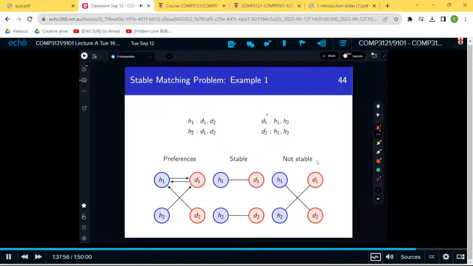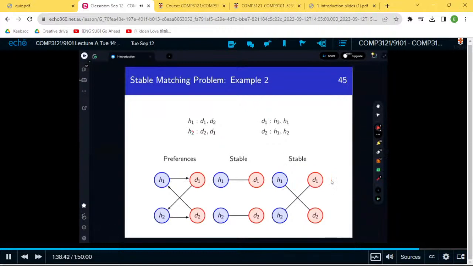The second situation is not stable because we have this pair, H1 and D1, that would rather be matched to each other than to their current match. So H1 and D1 would both say, no, we want to be matched to each other. So we can make the second situation stable by matching H1 to D1, and then the other two get matched to each other.